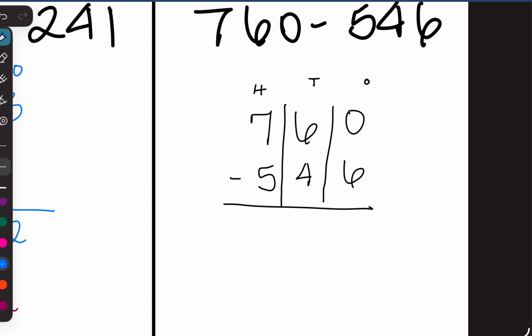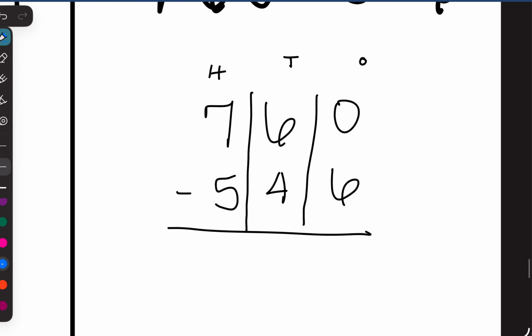Alrighty, so now let's look at the problem. I have 0 ones minus 6 ones. I can't do that. So I'm going to go over to the tens place and regroup, meaning I'm going to take a 10 away from here. This becomes a 5. And now that I took a 10 away from there and moved it to my ones place, I now have 10 minus 6. And I know that 10 minus 6 is 4.